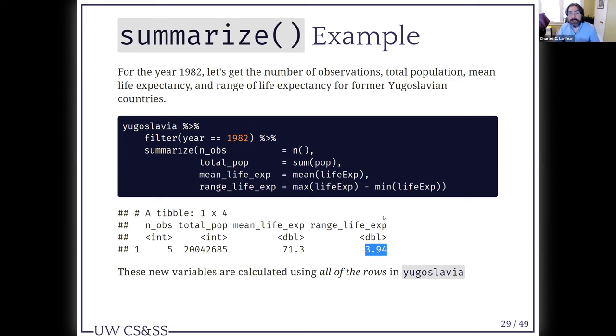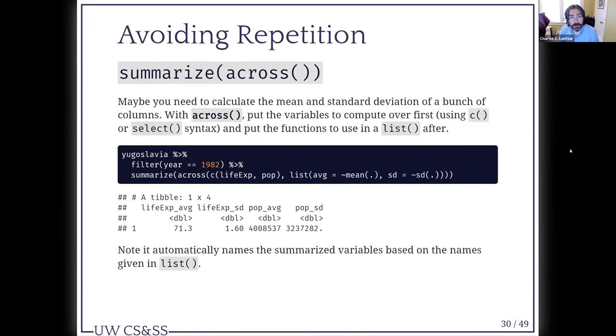So summarize calculated these new variables using every row in the Yugoslavia data set in 1982 because I filtered it down. So summarize takes lots of rows and collapses them down into fewer rows. Okay? It's for aggregating.